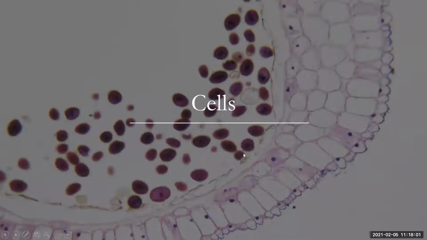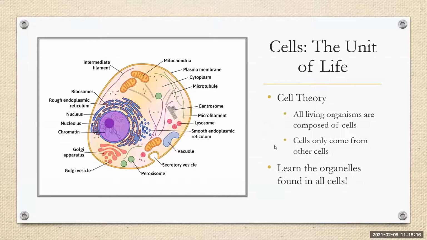Okay, so moving up a level, we're going to start looking at cells. Cells are the unit of life. The things you want to really understand are the cell theory, which is that all living organisms are composed of cells, and cells only come from other cells. Now, on the TEAS, you definitely want to learn the organelles that are found inside all animal cells and their functions. For example, you want to know the mitochondria is the powerhouse of the cell. The nucleus is the genetic storage of the cell. And ribosomes. Make sure you go through and learn all these organelles and their different functions.